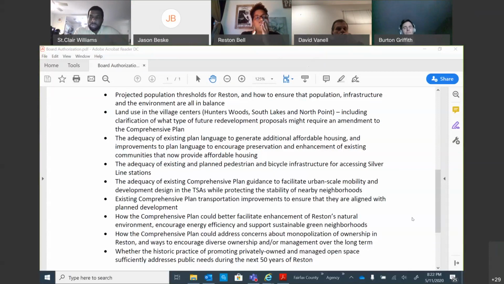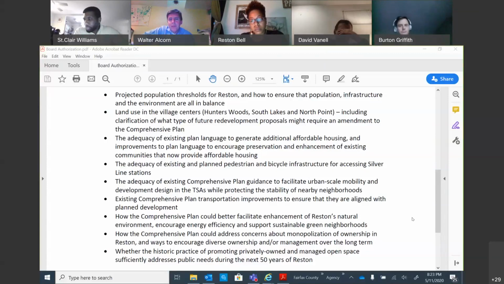Yeah, it's buried in the transportation bullets, in terms of pedestrian and bicycle infrastructure, and then the facilitation of urban scale mobility. But Jason, I think that's a really good example of something that's not explicit, perhaps should be in this review.